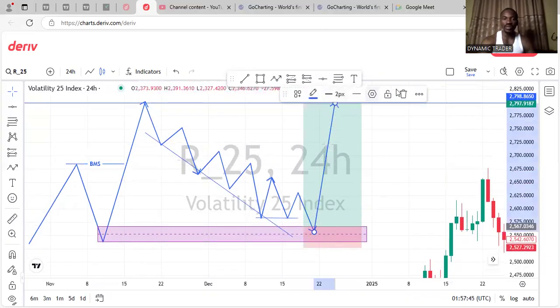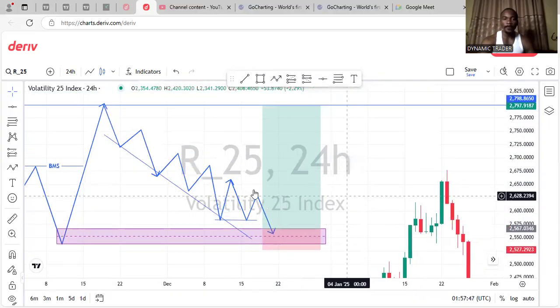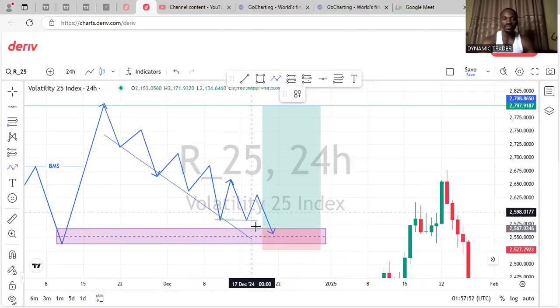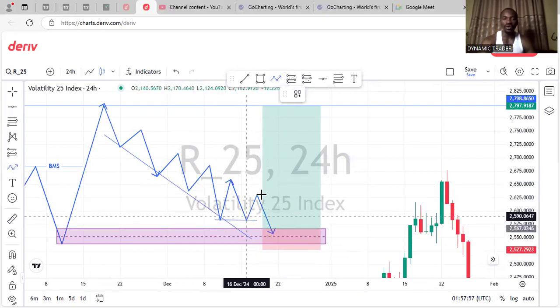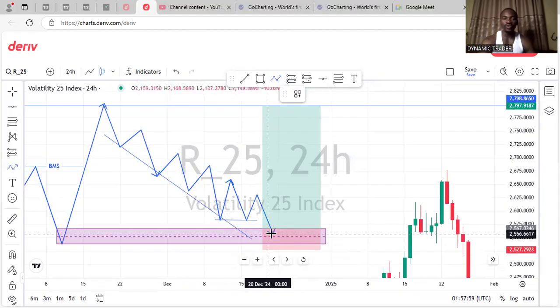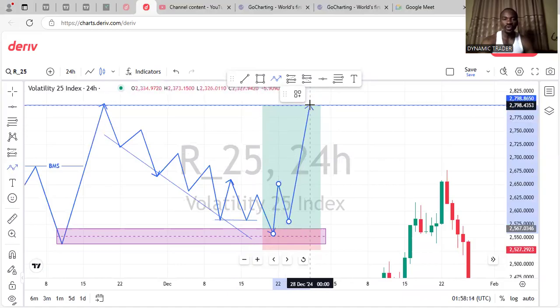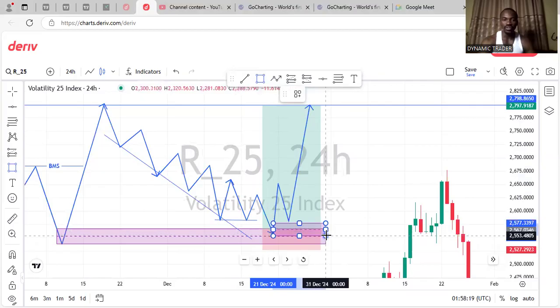Now the second type of entry is the confirmation entry, which you have to wait for the market. You can see when the market was coming to the downside, it was creating a series of lower lows and lower highs. So you have to wait for the market to break above, then you go to a smaller time frame and wait for the market to break above the previous swing high or lower high created, causing what we call change of character. Then you enter off the lower time frame demand zone, which is here.